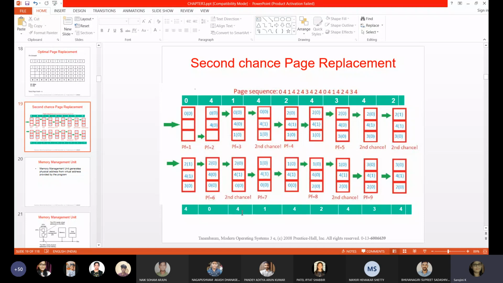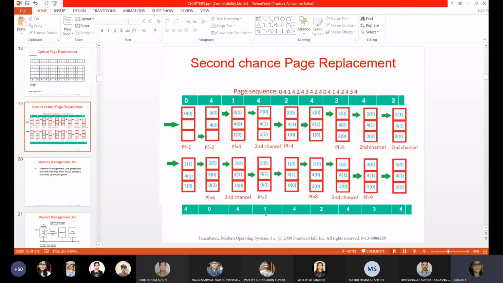Okay. Now, page number 4 comes. When page number 4 comes, this was the state of the main memory. It is already there, so it is a page hit. But the reference bit is 0, so the reference bit will be changed to 1. The pointer will stay as it is.